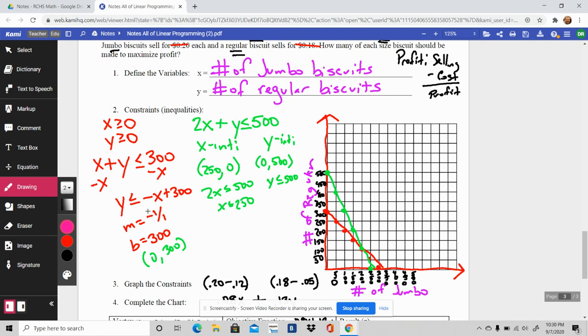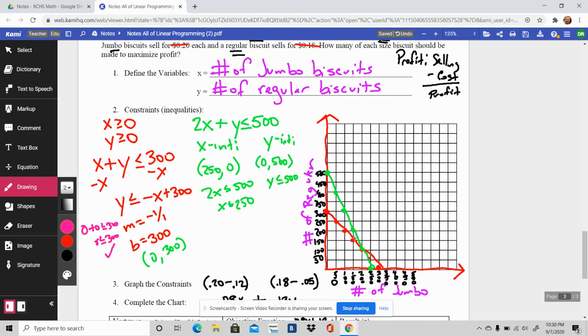Again, if that doesn't make sense, use the test point 0, 0. If I plug in 0, 0, that gives me 0 plus 0 is less than or equal to 300. 0 is less than or equal to 300. That's true. So here's 0, 0. I would be shading down here below the red line. So right now it would be this small triangular region, as well as this region right here.